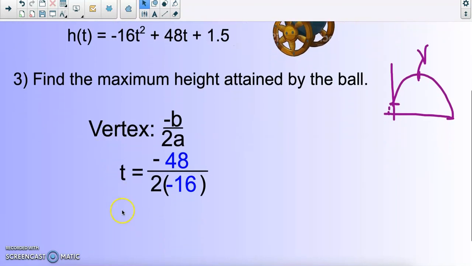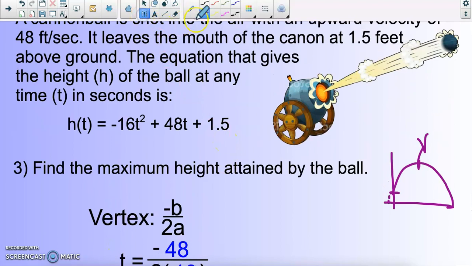Using my calculator and figuring out what t is, I get t is about 1.5. So in about 1.5 seconds, this cannonball is going to hit the peak, the vertex. That's how many seconds have elapsed. But let's go back and look at this question. It doesn't ask in how many seconds the maximum height will be attained. It says what is the maximum height. So we're looking for this y value, or in the context of this problem, the h value.